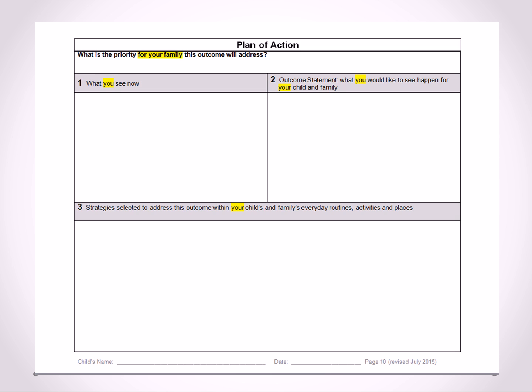So the next pages are the plan of action pages. These are really minimal changes. The changes are the same on all the plan of action pages in the revised form. That's currently pages 10 through 12. They're just minor changes in wording. We've added the words for your family to the top: what is the priority this outcome will address, just to keep it family focused. And then we've changed we to you, because this is the family's plan, in the what we see now or what you see now and outcome statement sections. And then in the strategies heading, we changed the word the, strategies selected to address this outcome within the child's everyday routines and activities, to your.